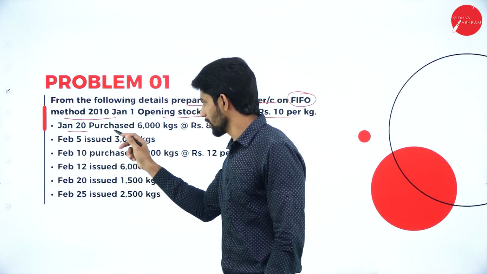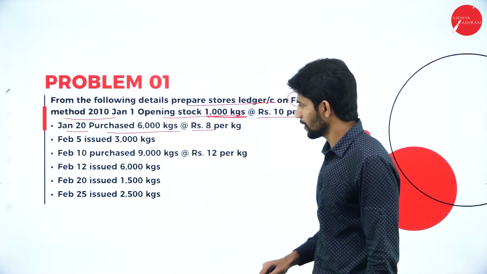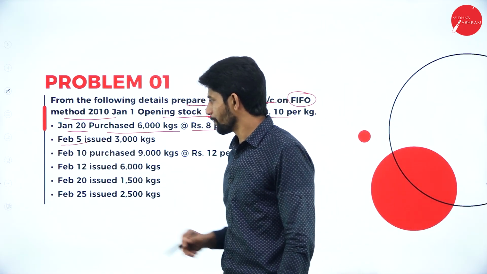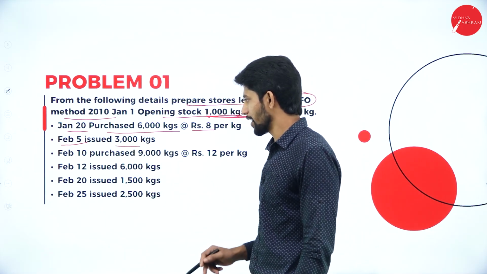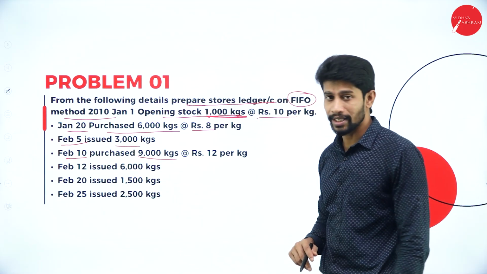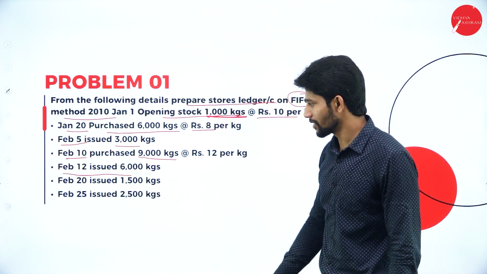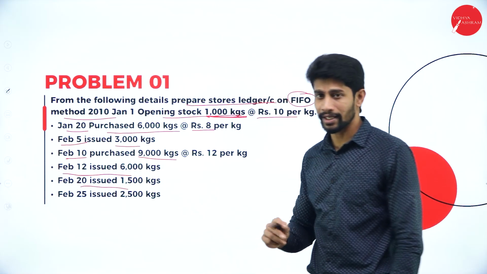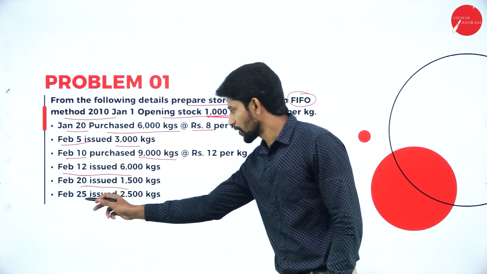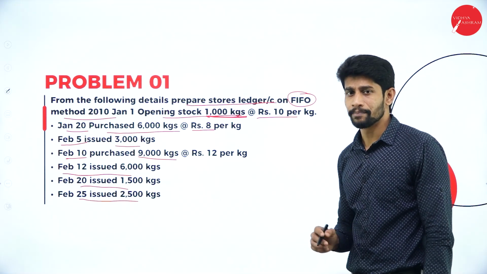Next, on 20th, they purchased 6000 kgs at 8 rupees per kg. On Feb 5th, they issued 3000 kgs. On Feb 10th, again they purchased 9000 kgs. On Feb 12th, they issued 6000 kgs. Feb 20th, again they issued 1500 kgs. And Feb 25th, again they issued 2500 kgs.